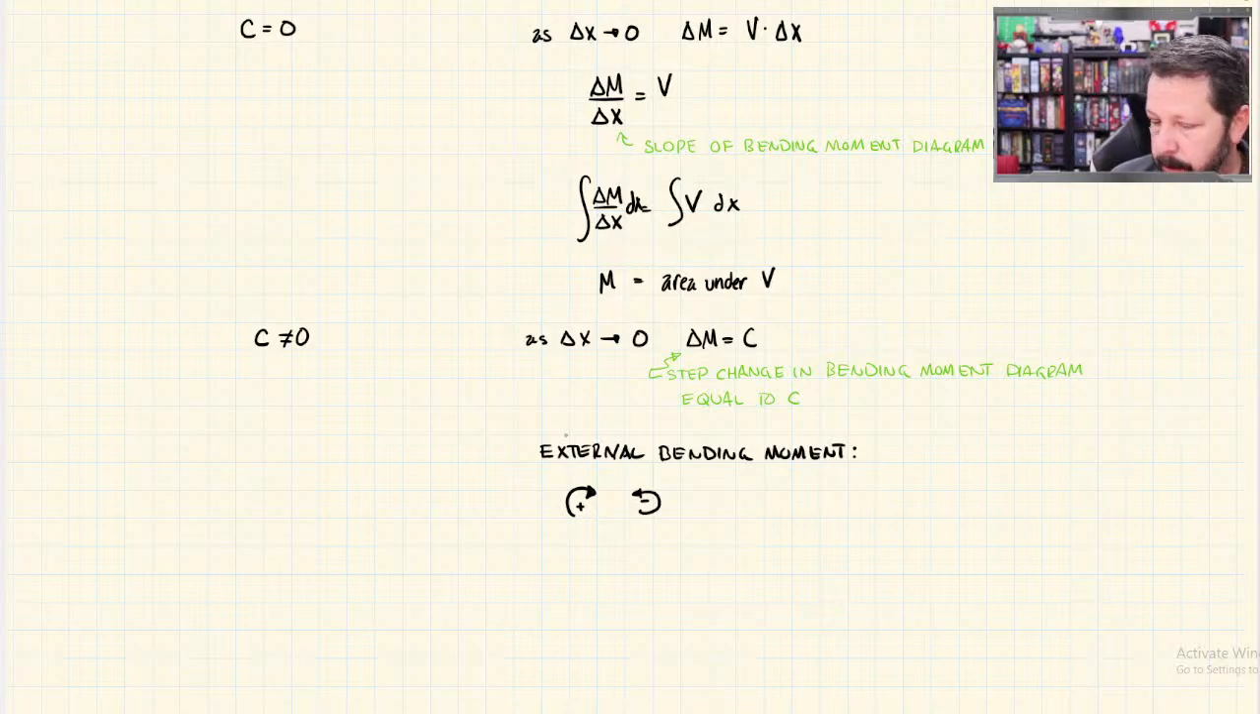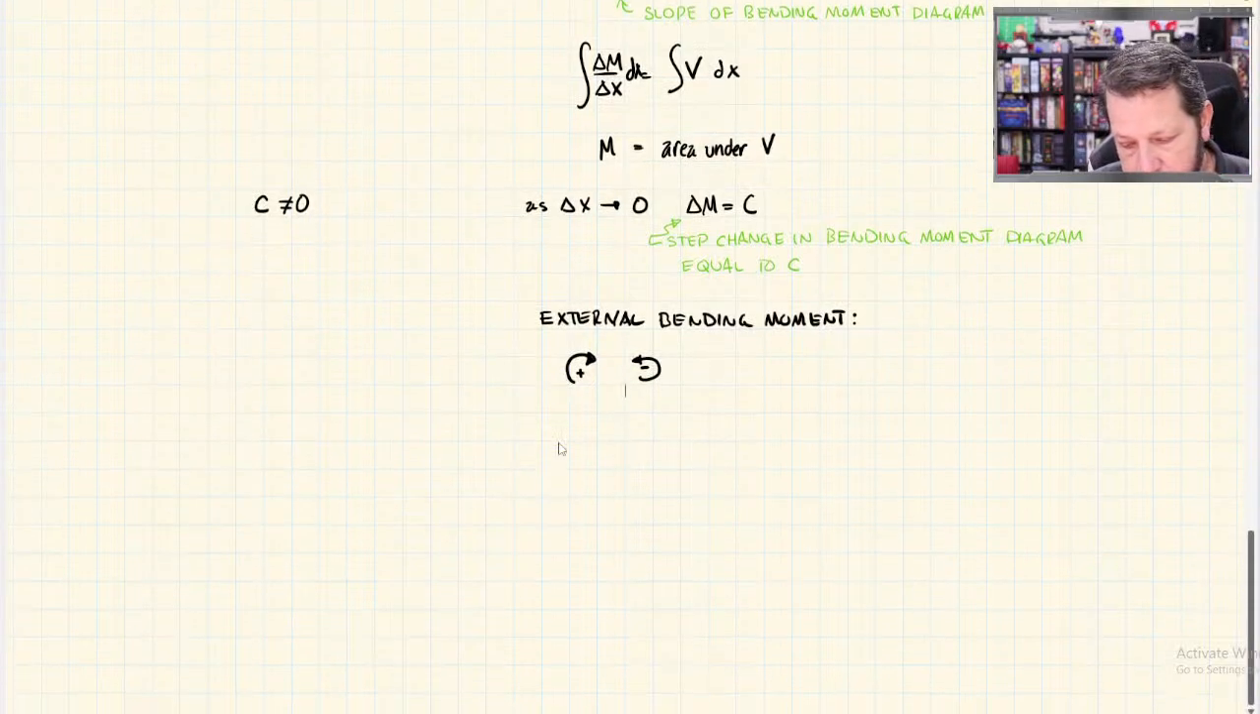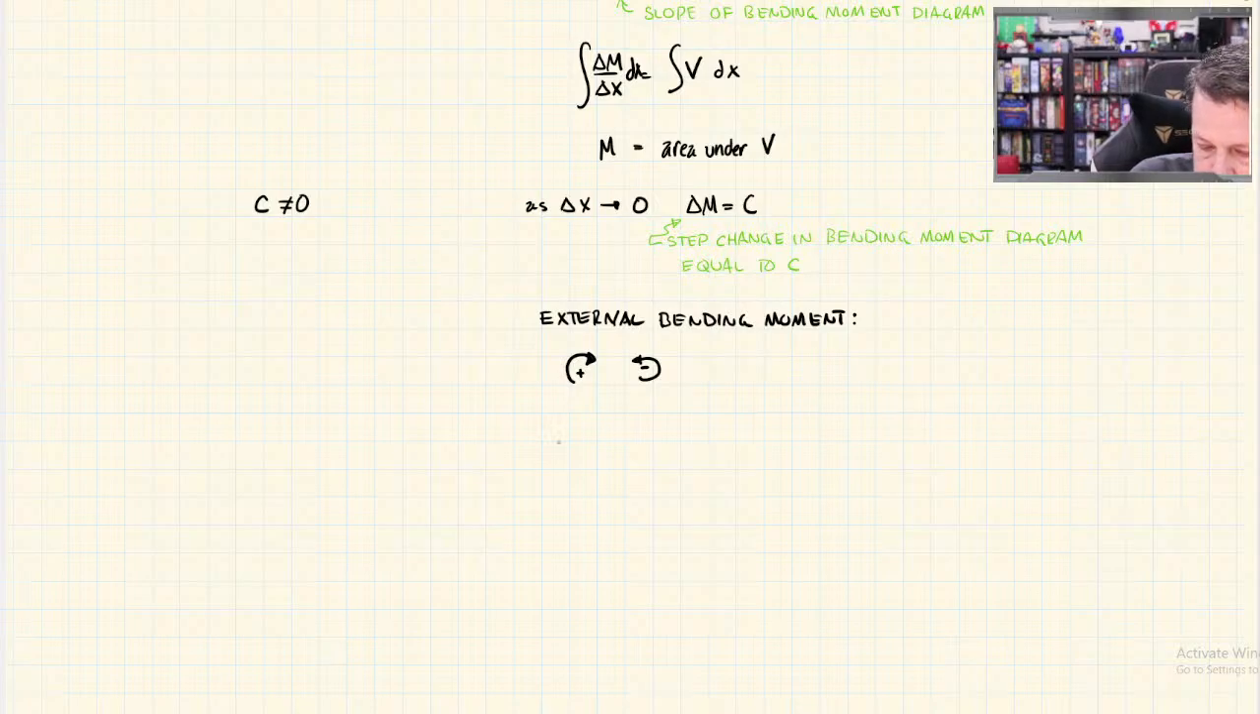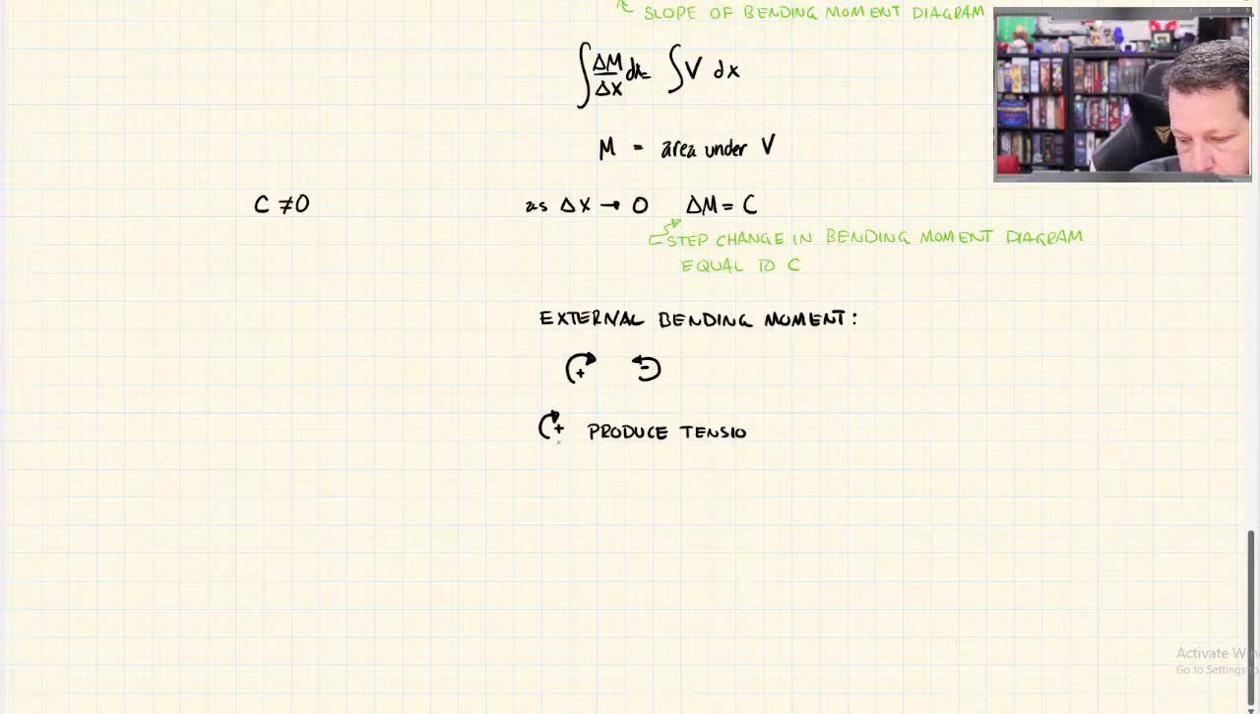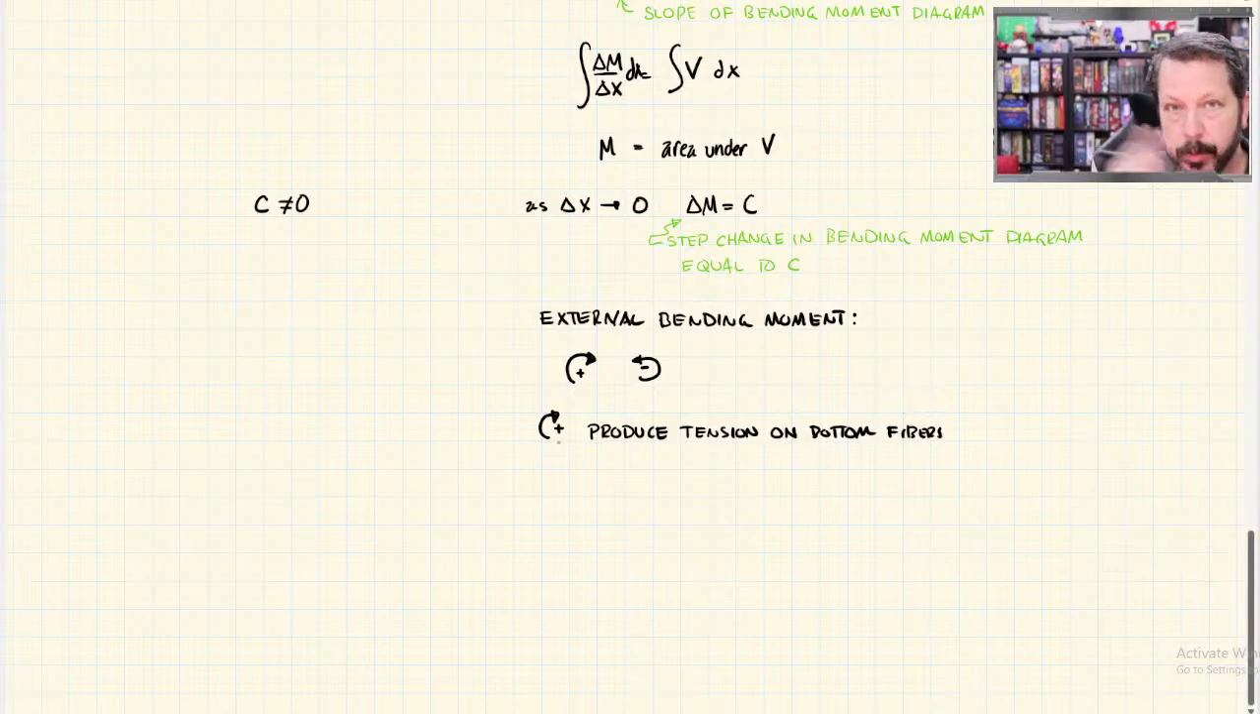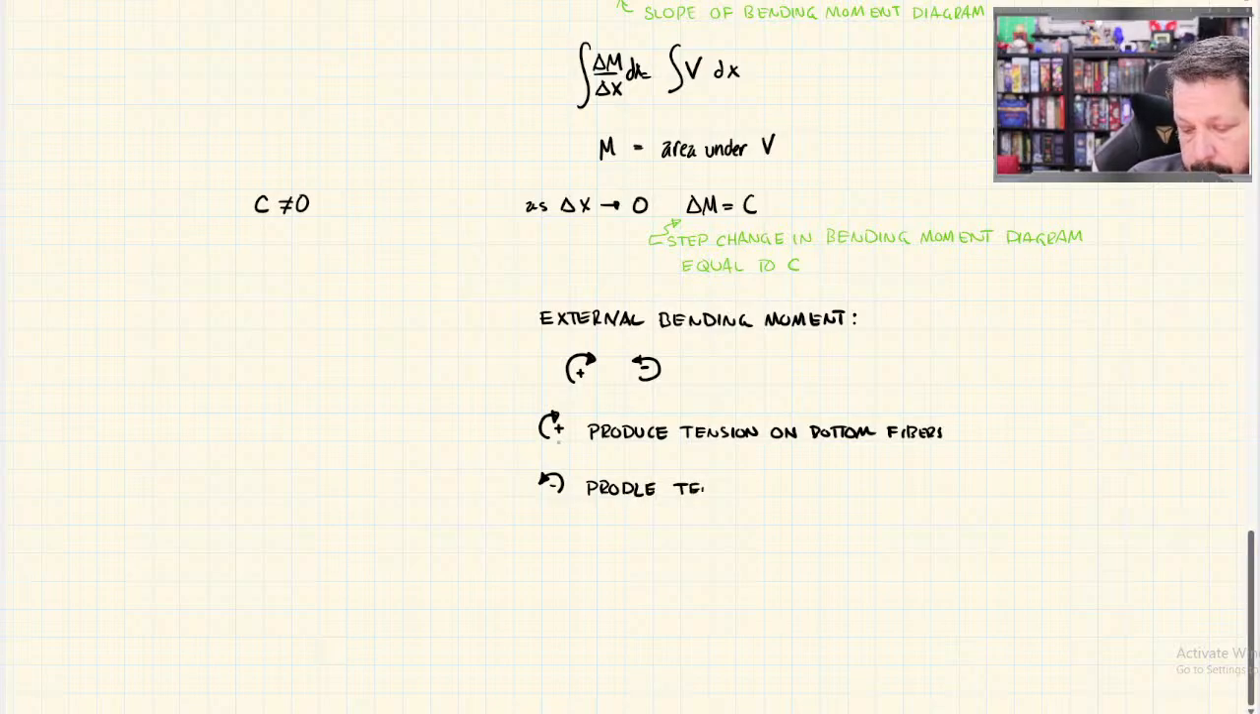It also means whenever we follow all of this convention that clockwise bending moments produce a tension on the bottom, and therefore compression on the top, and a counterclockwise, which is going to be negative, produce tension on the top fibers of the beam.